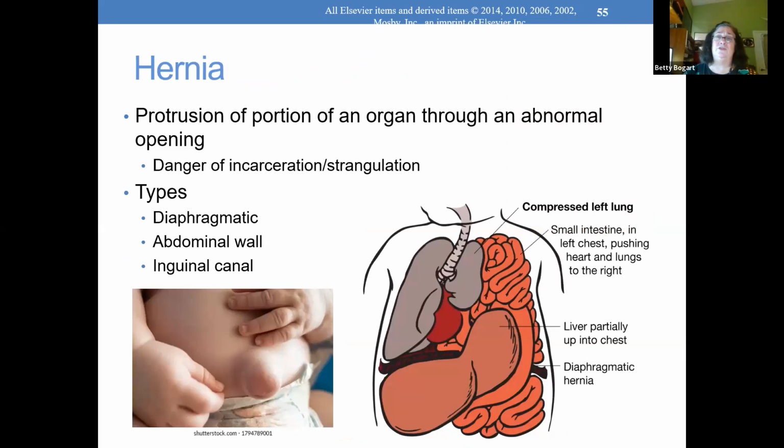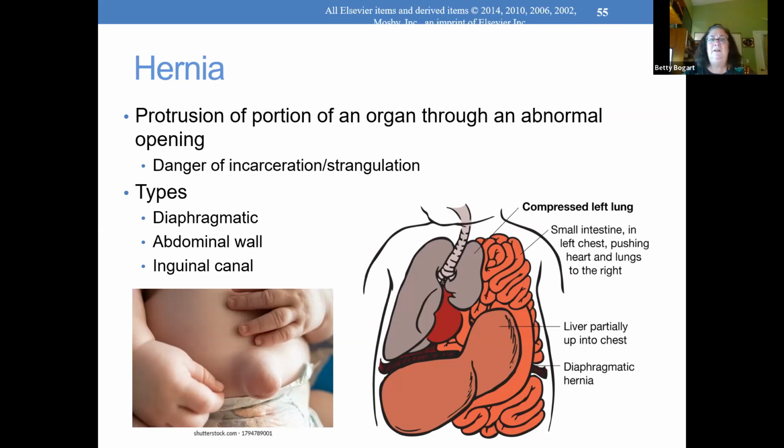Hernias are a protrusion through the abdominal opening. I think the biggest one is that umbilical hernia that you see in that picture, the belly button with a little baby's hands. And you push it in and out and it's soft and we know it's fine.